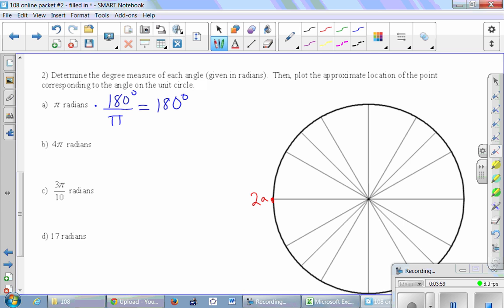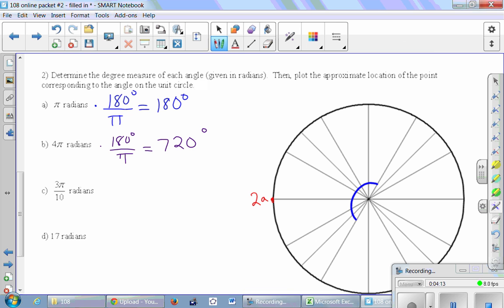Okay, 4 pi radians. So 4 pi, we multiply by 180 over pi. Pi's cancel, we just get 720. And hopefully we're starting to understand that if you do a complete revolution, that's 2 pi. So then 4 pi must be 2 complete revolutions. So the answer is right here, after 2 revolutions.